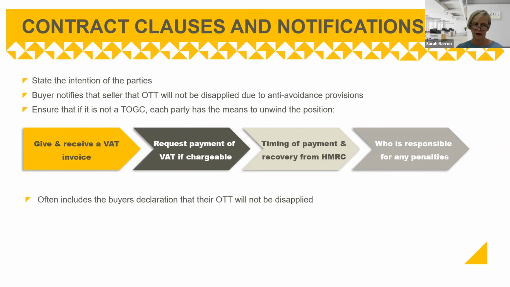So give and receive a VAT invoice, and receive payment if there should have been VAT chargeable. And we can think about the timing. If that does need to be charged, is it possible to issue a VAT invoice to the buyer so that they can recover quickly from HMRC before they have to pay it over, and then the seller needs to pay to HMRC? How do all those timings fit together? Can we make it as painless as possible for everybody? And also, if it's not a TOGC because of the actions of one of the parties, who's responsible for any penalties, any interest that might be charged?